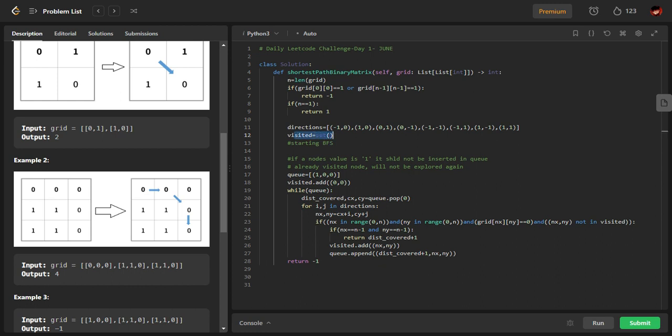Once a node is visited, it should not be explored again. Now we are ready to start the BFS. These are some of the important points we should keep in mind. This is how I've implemented it. If a node value is 1, it should not be inserted into the queue.